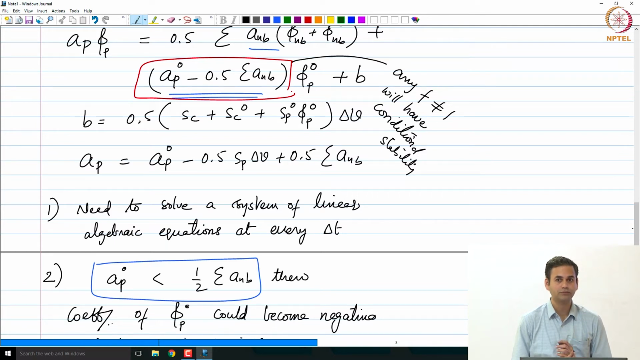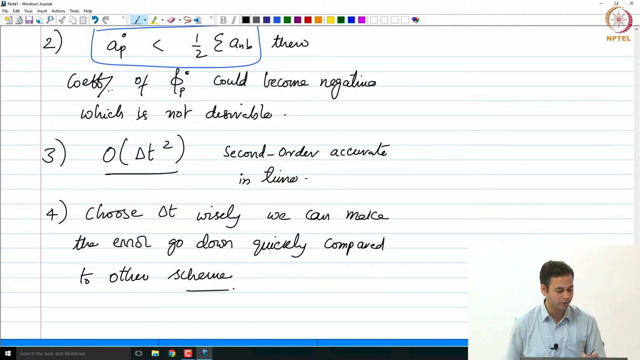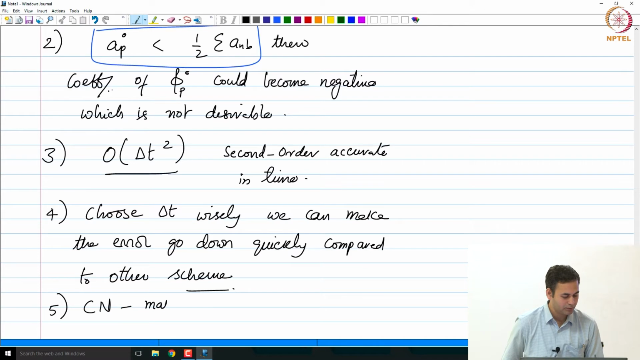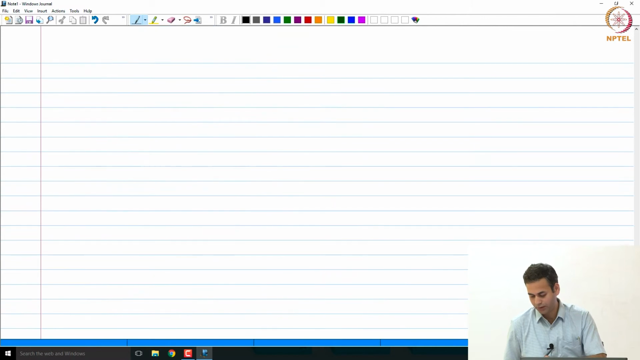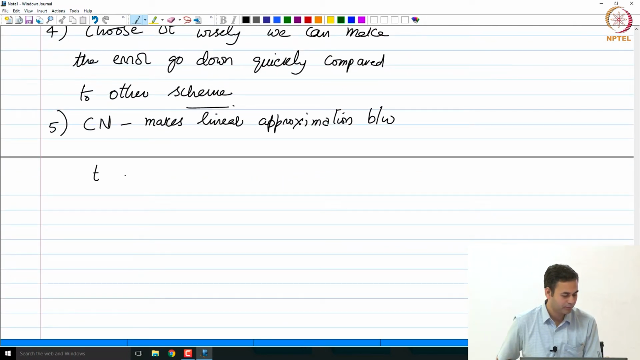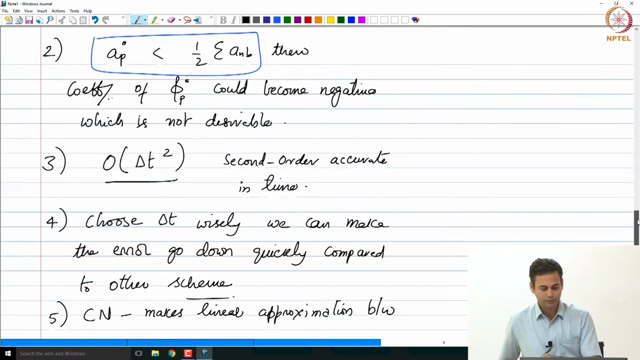Fine. So, this makes a linear approximation between the two time level values. So, Crank-Nicolson makes a linear approximation between t and t plus delta t. Okay. Questions till now?